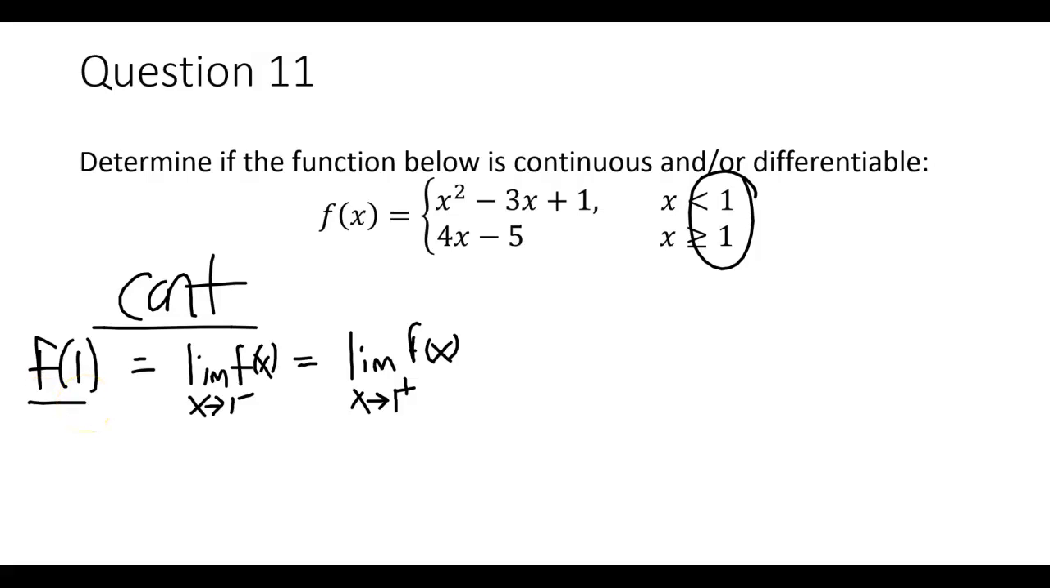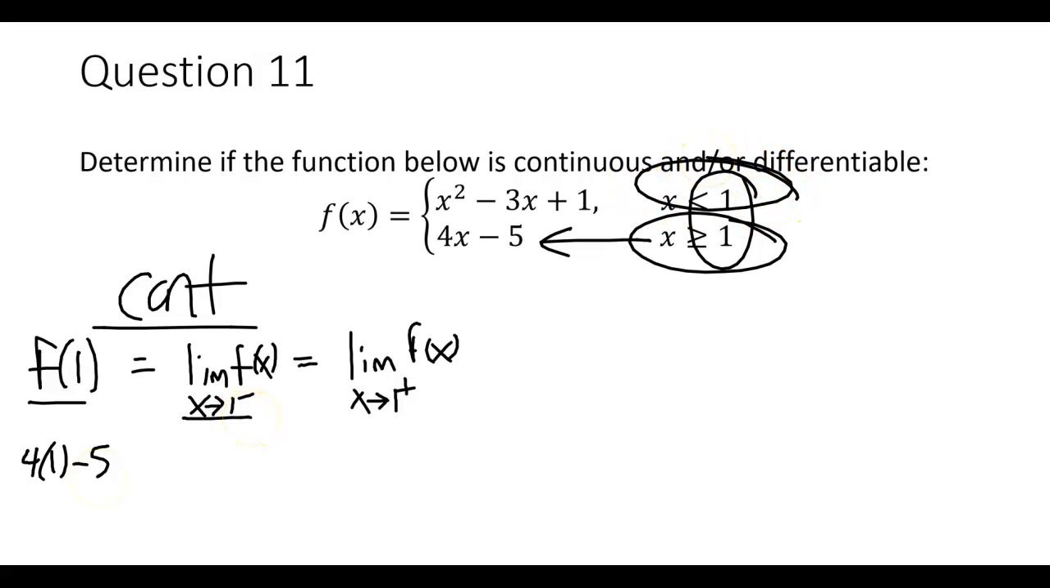F of 1 is going to be the spot where x can equal 1, which is here. So I'm going to be using that function to find f of 1. And I'm going to be plugging 1 into it. If I'm approaching x from the left, that means I'm looking for x is less than 1. So for that one, I'll be using the top function. And then to find the limit from the right, I'm looking for where x is greater than 1, and that would be the bottom one again.